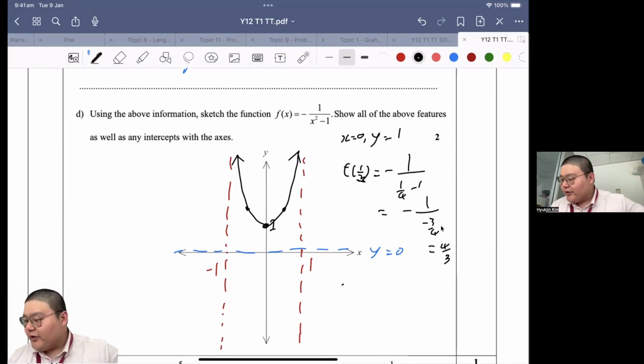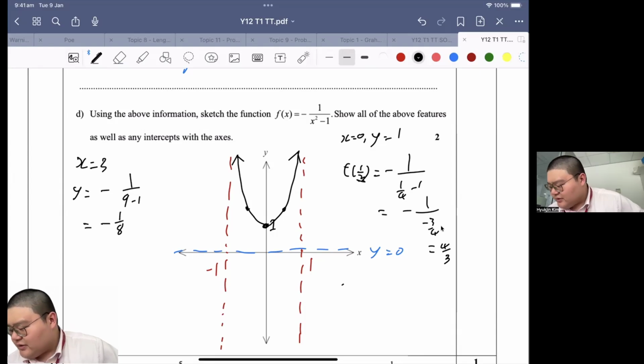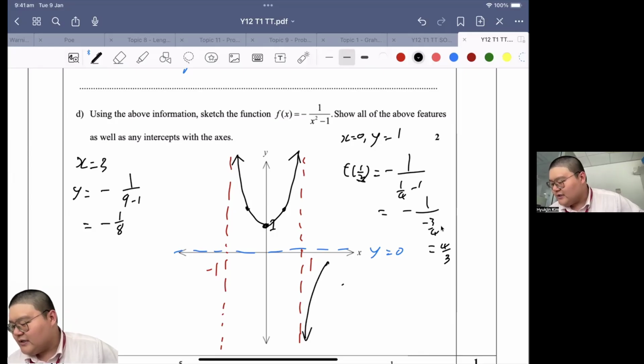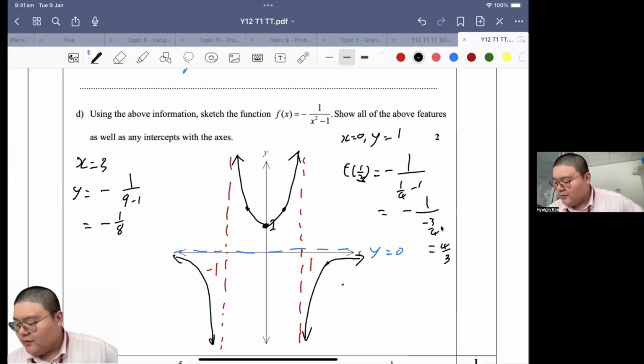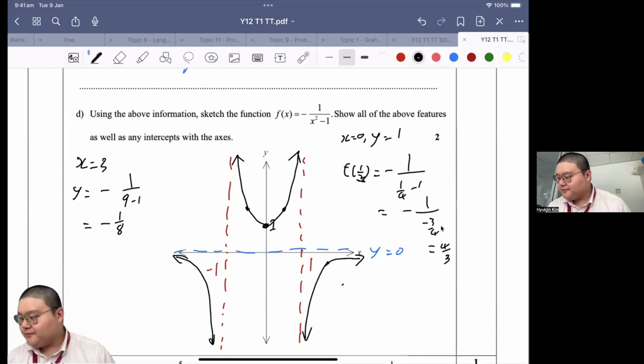Okay. Now at this point, I'm going to try a value on the further right side. So what happens when x equals 3? Now I have y equals negative 1 over 9 minus 1, which is negative 1 over 8. So it's going to be somewhere around here. You know what? Just assume it at this point. It's going to be the same. It's always going to look something like this. It's going to be different signs wherever, but it's always going to approach the asymptotes as we go.